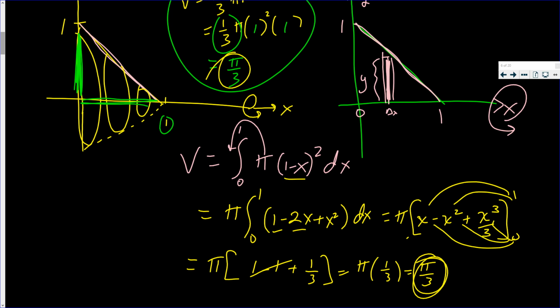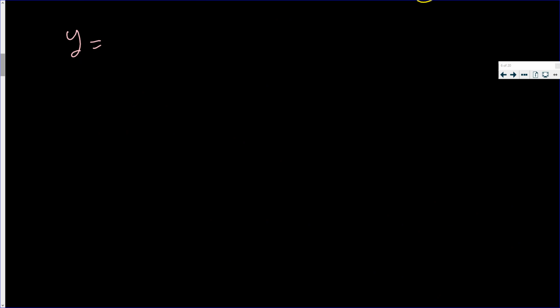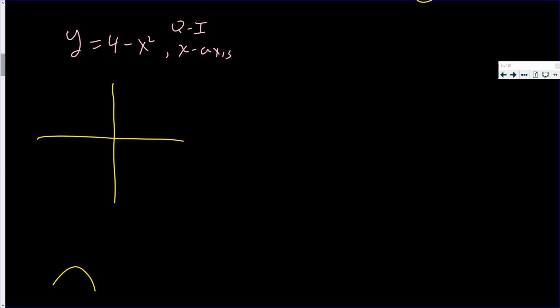Suppose that we want to know the volume generated when we rotate around the x-axis the region under the curve 4 minus x squared. And like I said, we revolve around the x-axis and we're only in quadrant 1. Okay, so 4 minus x squared. Well, I know minus x squared is an upside down u where the highest point is at the origin. Just keep in mind, this is negative x squared and then add 4. So it's going to be like this.